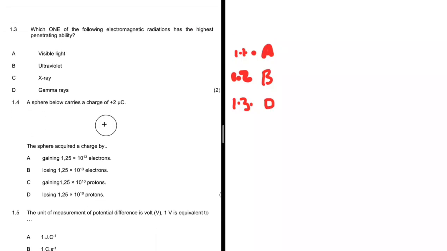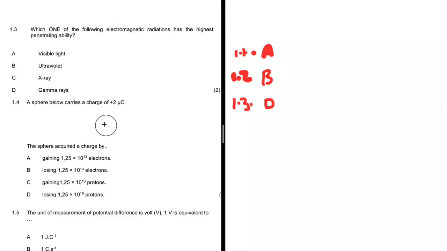Right. And then 1.4, a sphere below carries a charge of plus 2 microcoulombs. And then the question is saying the sphere acquired a charge by gaining electrons, losing electrons, and so on. So let's go ahead and see which option makes sense. So electrons is what carries charge. If a sphere is positive, it has lost electrons, right? That is why it is positive. And then if it is negative, it has gained electrons, because it is electrons that carries charge.